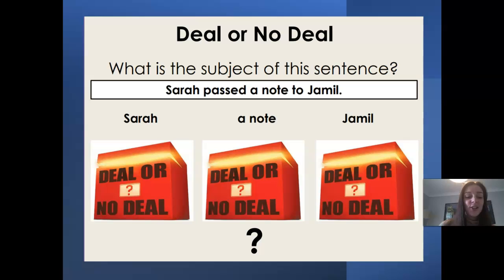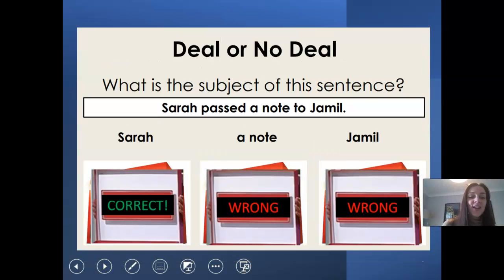Okay, only 10 seconds left. And 5, 4, 3, 2, and 1. Let's check our answer. Okay, you can see here it was Sarah. Sarah was the subject. Well done if you knew that box 1 was correct.